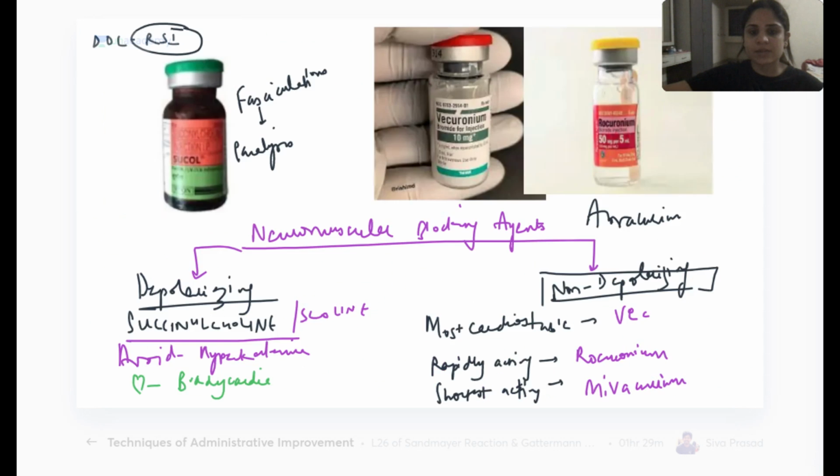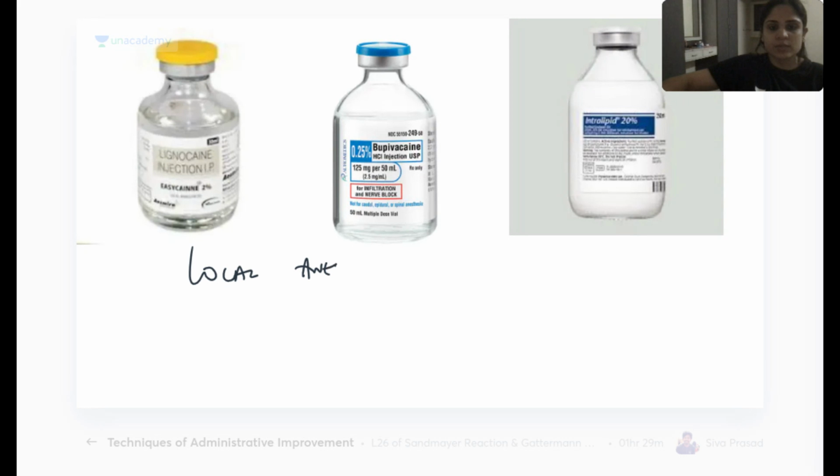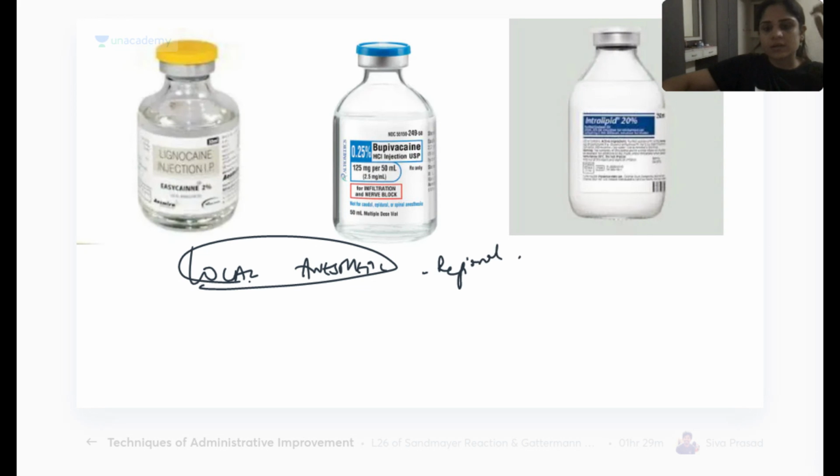Now the last class of drugs that we have, what is this? Lignocaine, bupivacaine, intralipid. Yes. So these are my local anesthetic agents. What do I use my local anesthetic agents for? What is local anesthetic used for? Regional anesthesia. Very good.